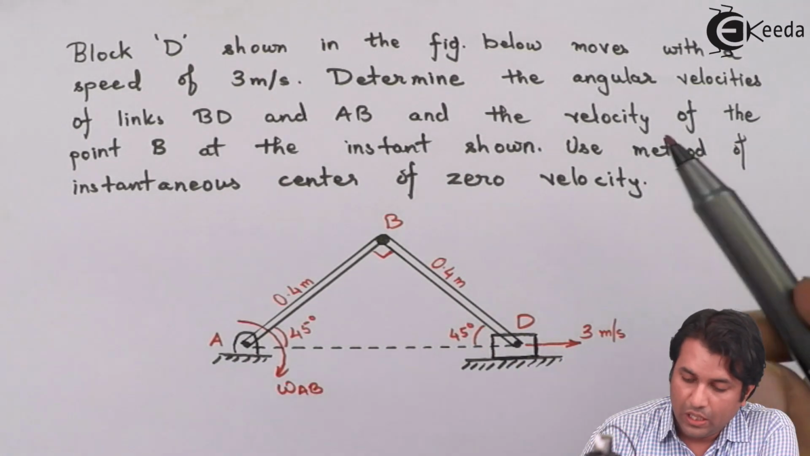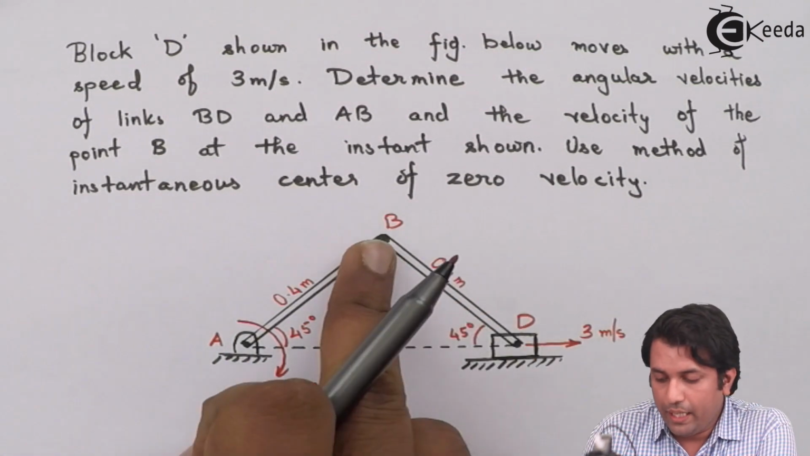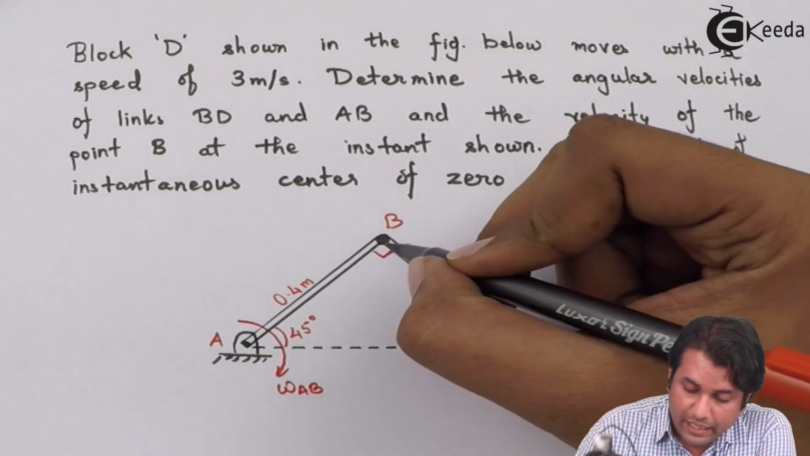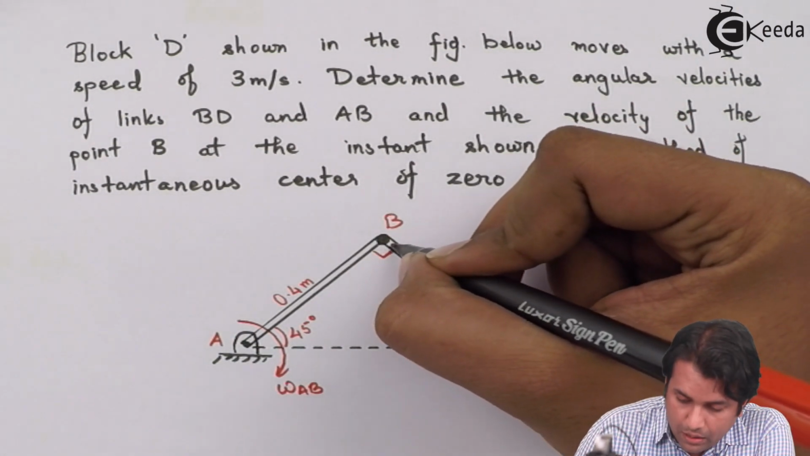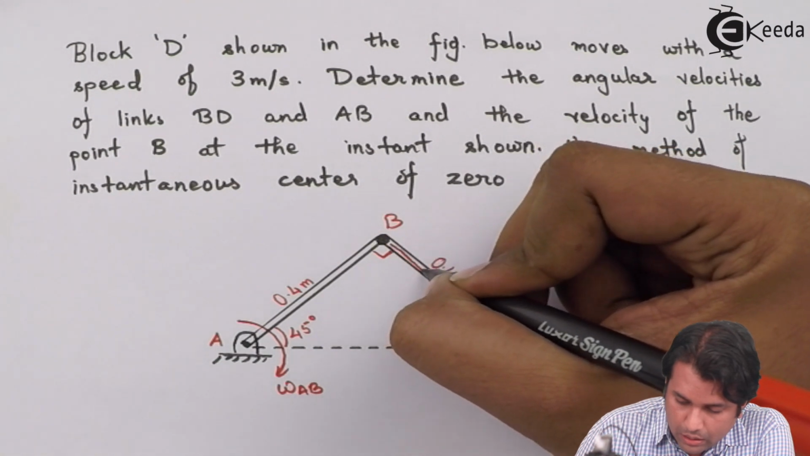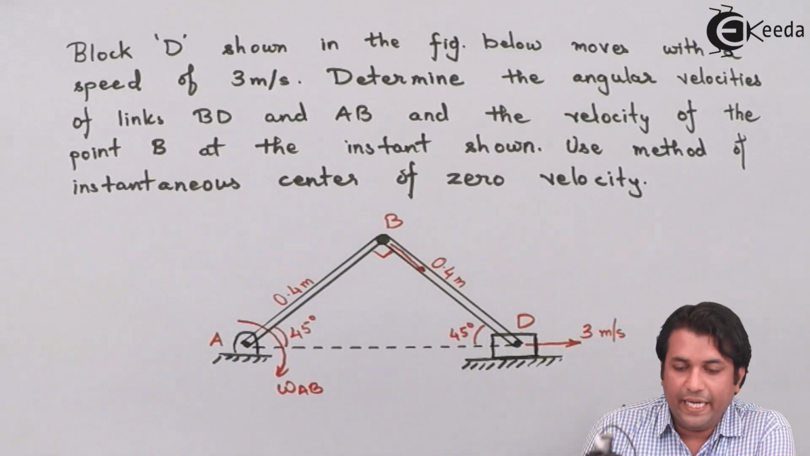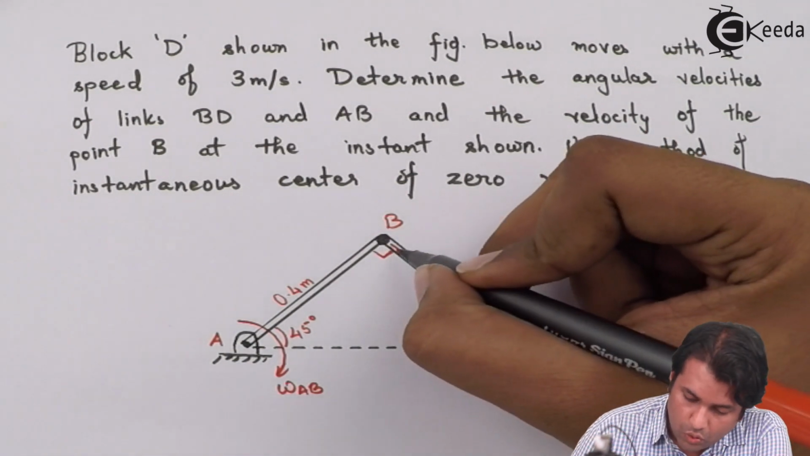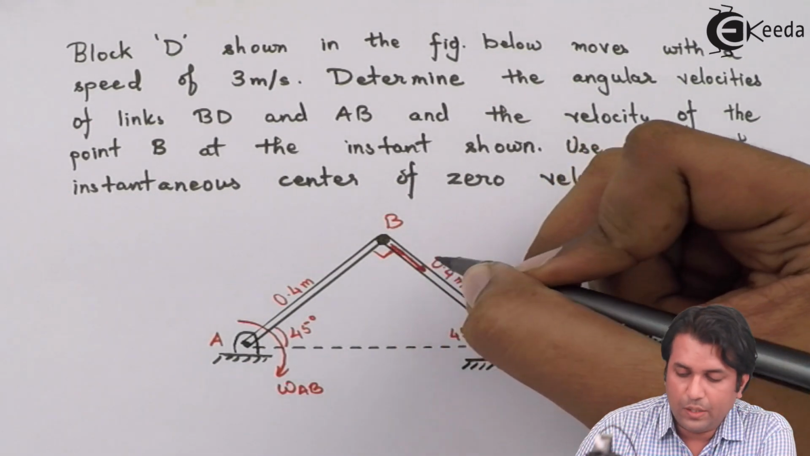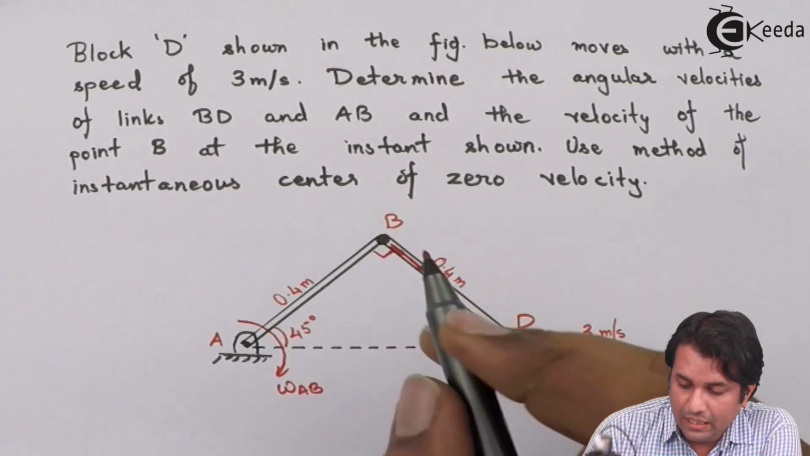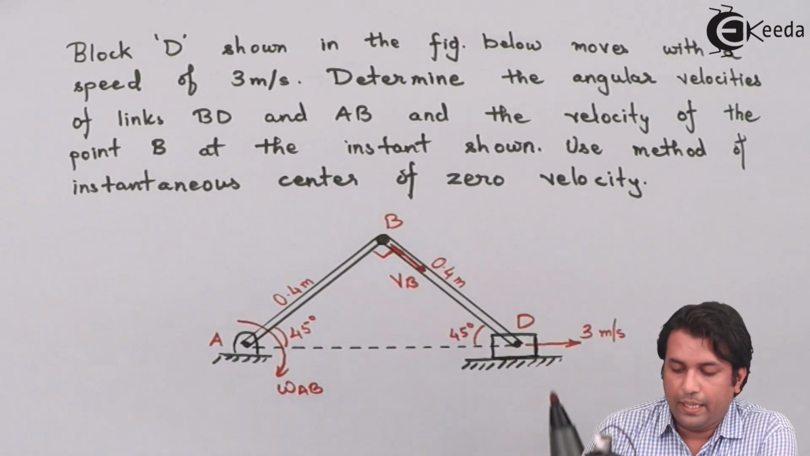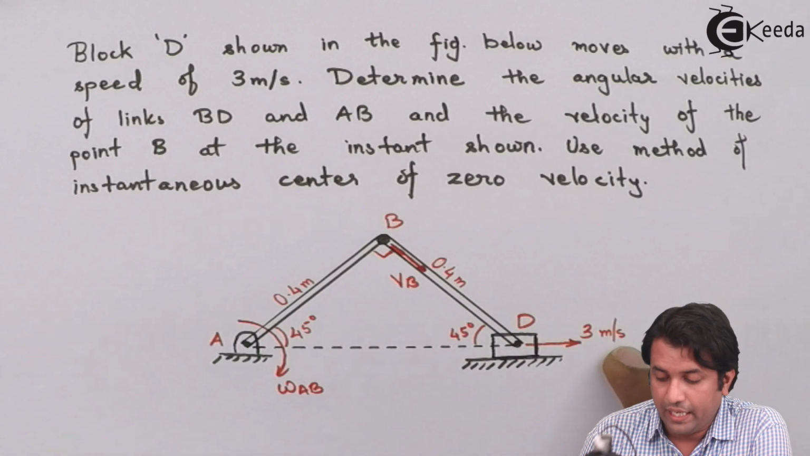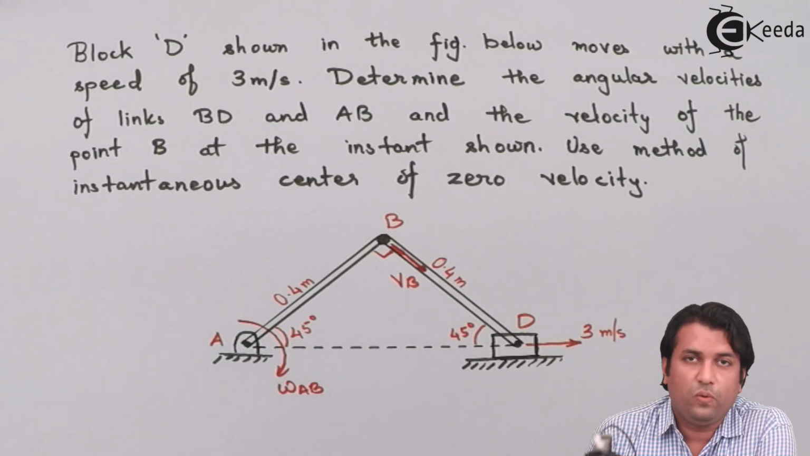Now, what happens? This BD, since it is going towards right, the end D is going towards right, at this instant, the velocity of point B will be along BD, because the angle that is being made over here is 90 degrees. So this would be the velocity B's direction. Now, I need to find out the ICR for this velocity and this velocity. So I need to drop a perpendicular from these two velocity points.